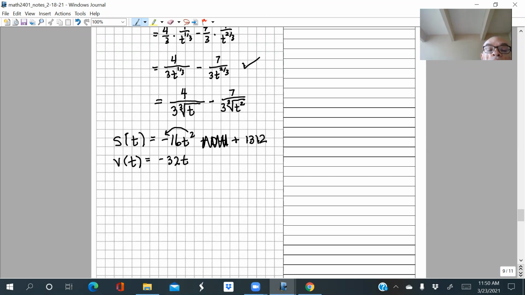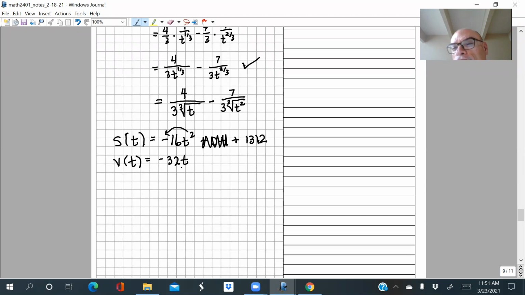And again, you can get that from the power rule, right? Bring the 2 down, multiply it by the minus 16. That gives you minus 32. Subtract 1 from the exponent. So you get 2 minus 1, which is just 1. So you get minus 32t. And then the constant, its derivative is 0. So you get a very simple velocity function here, just minus 32t.